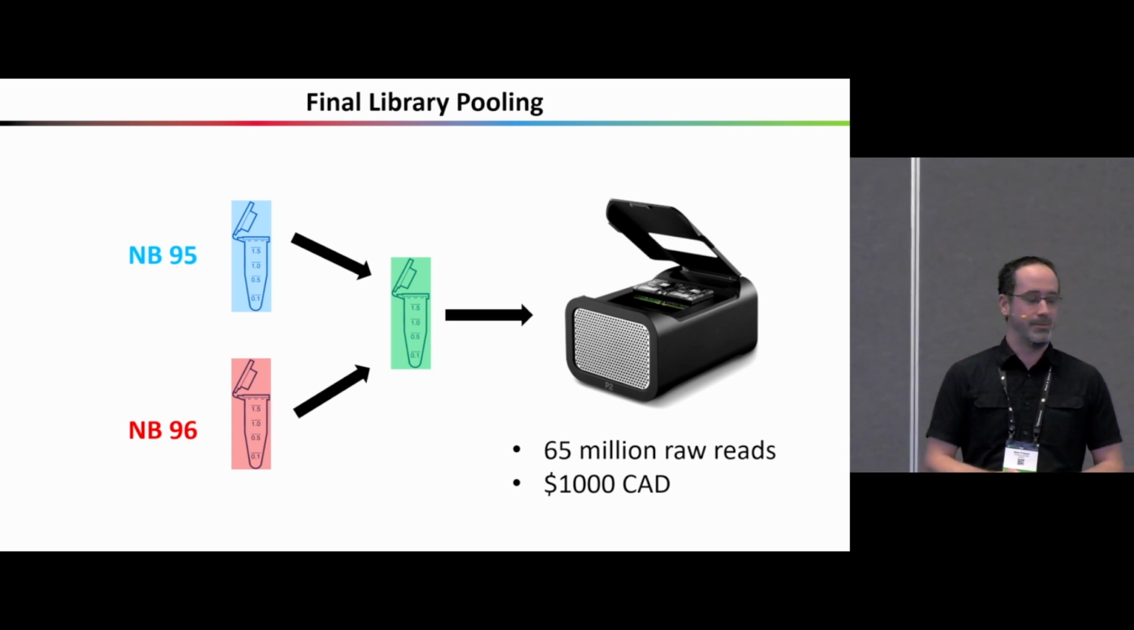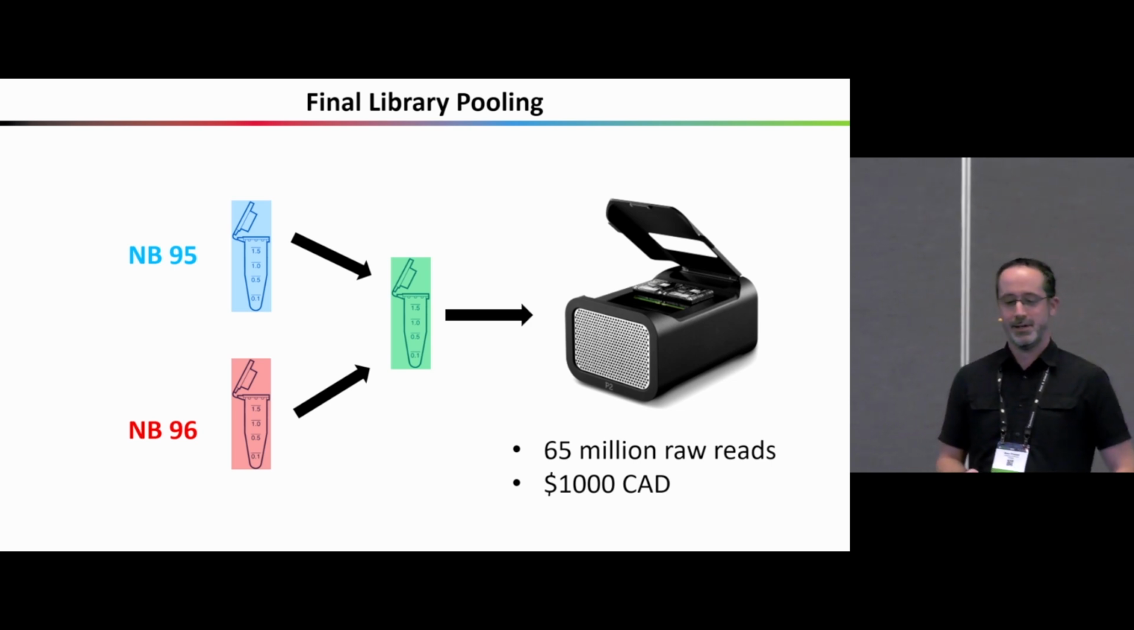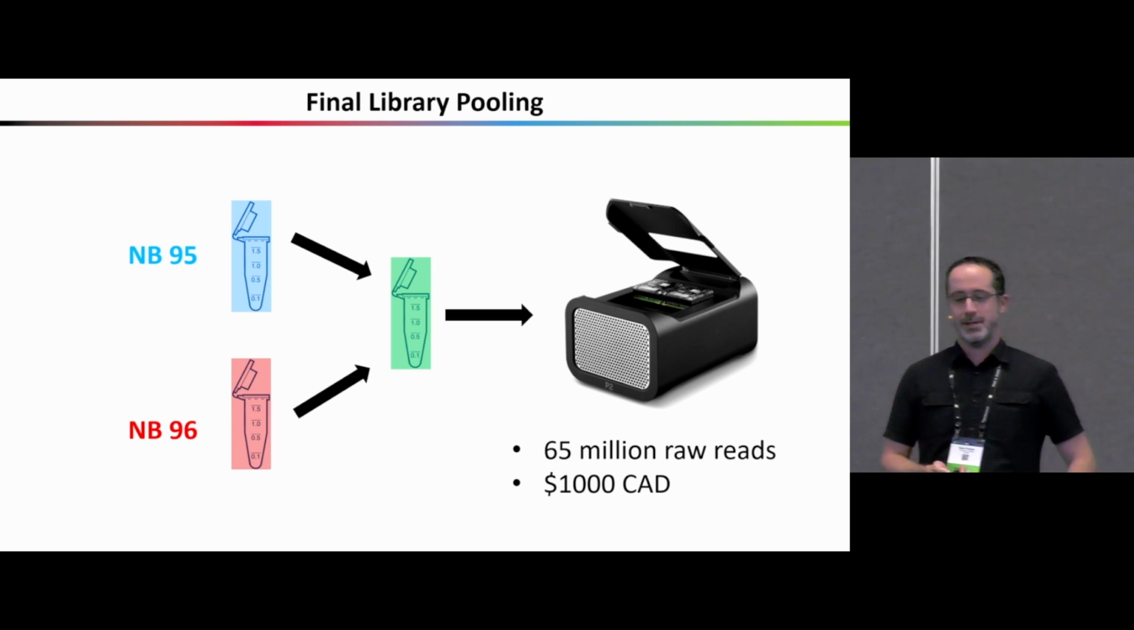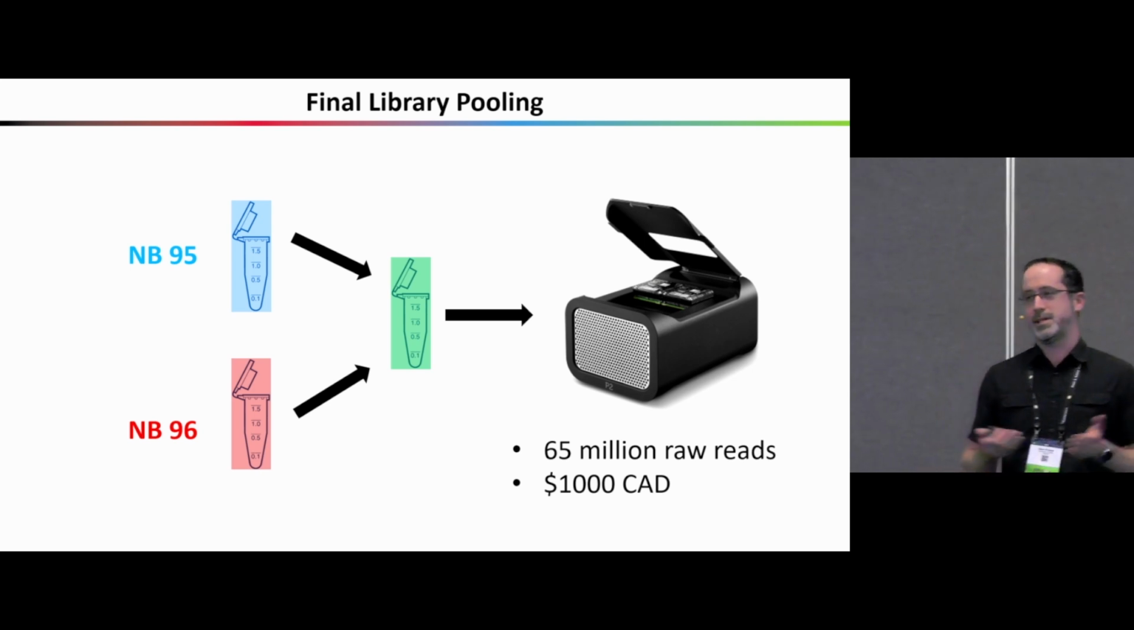We loaded those onto a PromethION flow cell and sequenced. It cost about $1,000 Canadian, so it was a relatively cheap experiment. And we ended up recovering 65 million raw reads, which was actually subpar.